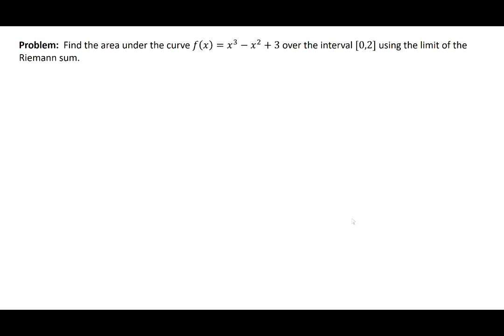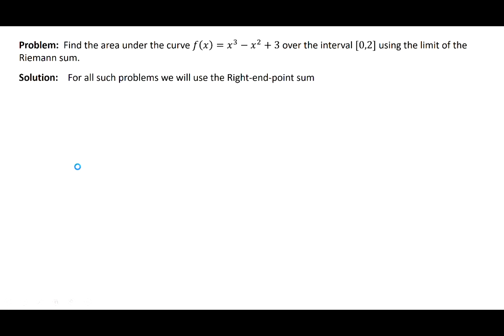Now, let me pick another one. Find the area under the curve, x cubed minus x squared plus 3. I want you to be able to do these kinds of problems. That's all in this whole section. I'll give you a problem very, very similar to this. I'll change the numbers and things like that, but everything else would be exactly the same.